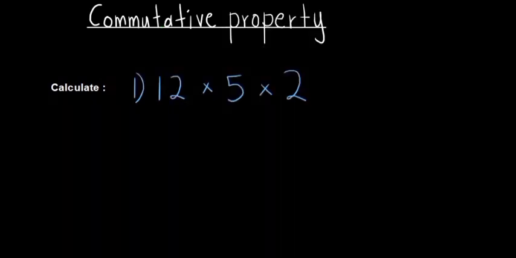The commutative property of multiplication is simply a grouping property of multiplication. In this question, we're going to use the commutative property to make our multiplication easy. So that means we can group the 5 and the 2 first. This is because these numbers are easier to multiply.